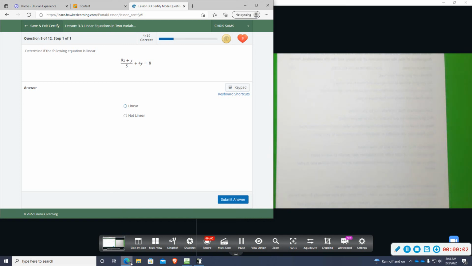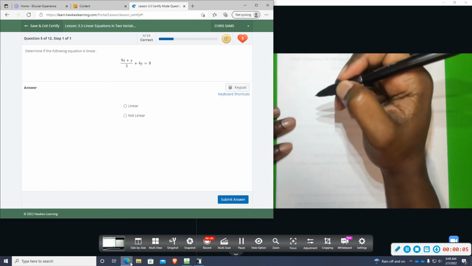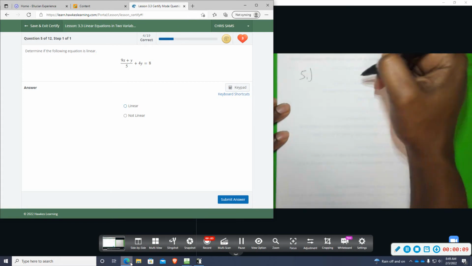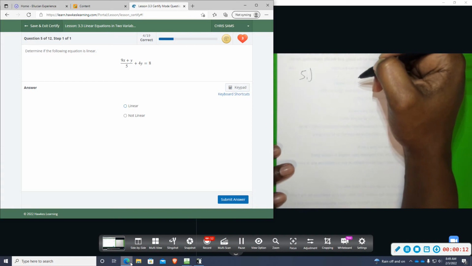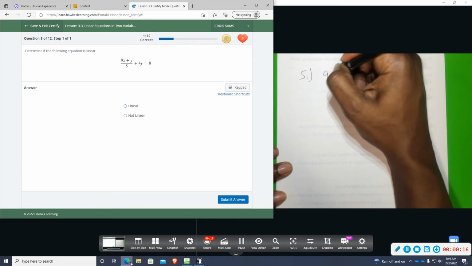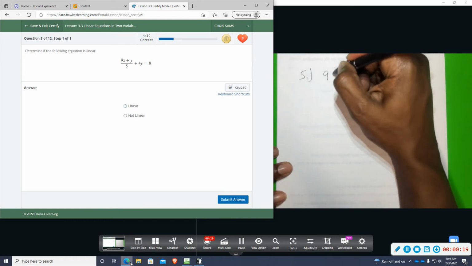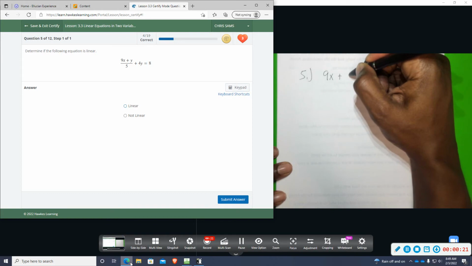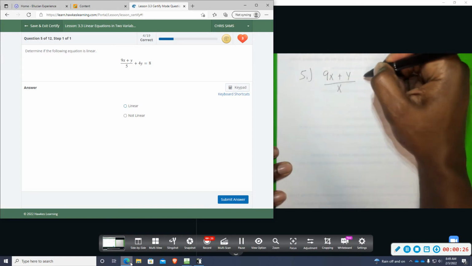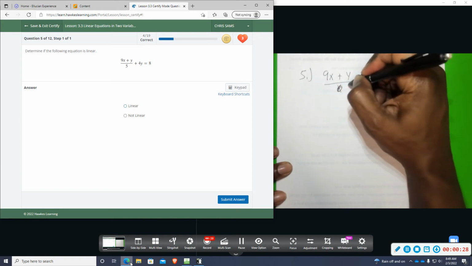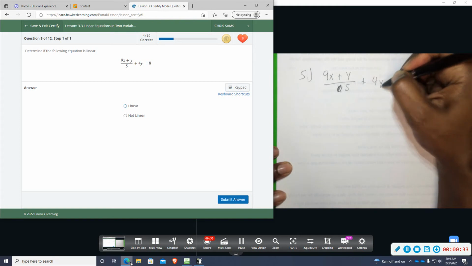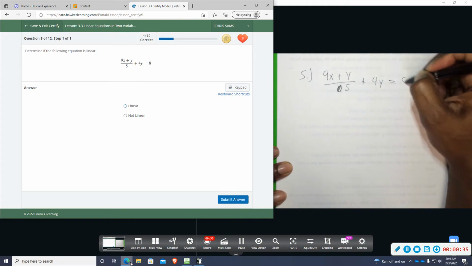Alright, number 5, we want to know if this one is linear or not. As you look at it, there are no variables that have a degree higher than 1. Now there are 2 y's there, so that might give you pause because you only want 1 y, 1 x. But since they all have that first degree, this will be linear. Let's simplify it though, just so you can see.